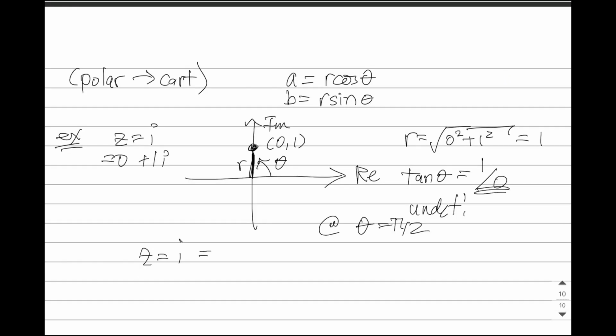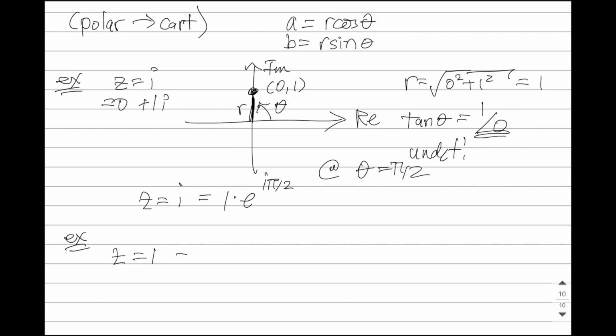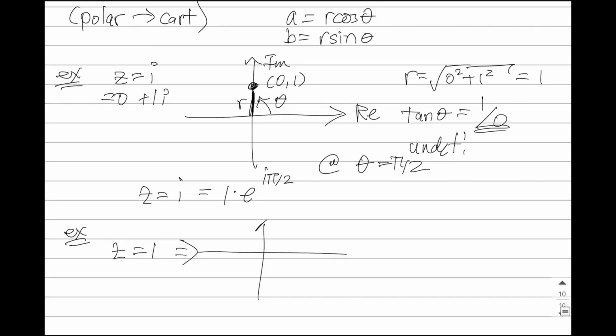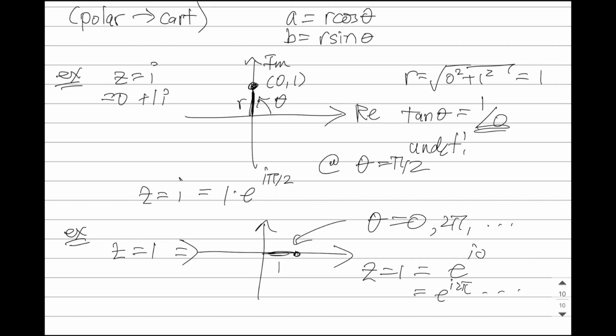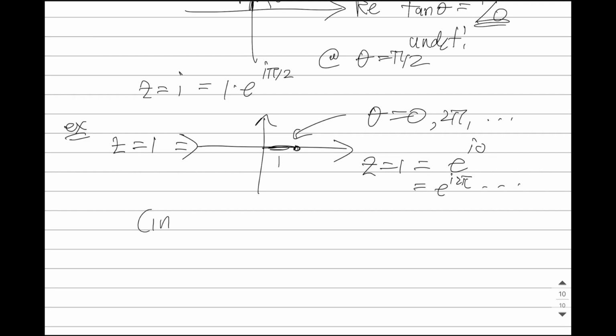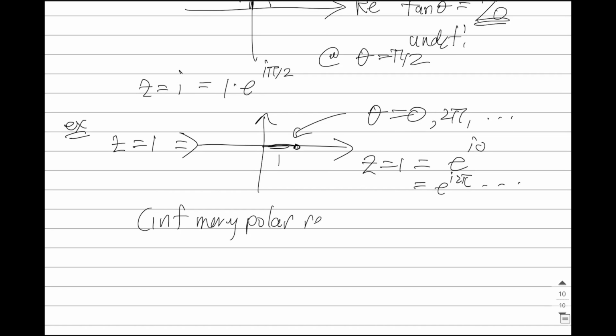So this number, z = i, could also be represented as 1 times e to the i pi over 2. The number 1 you could think of as living on the x-axis, or the real axis, right here. The angle could be 0 or 2 pi or any version of this. So z equals 1 would really be e to the i 0 or e to the i 2 pi or any one of them. A complex number could have infinitely many polar representations. That's kind of a quirk of complex numbers in polar form.